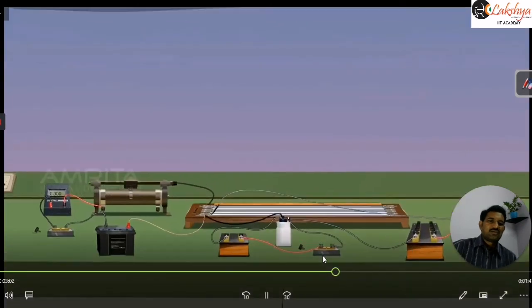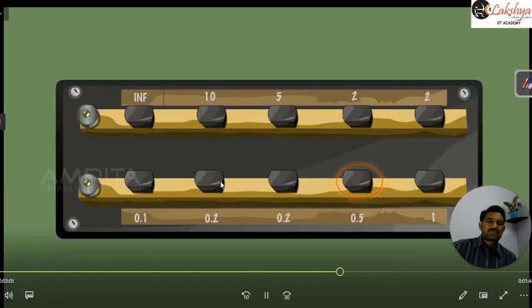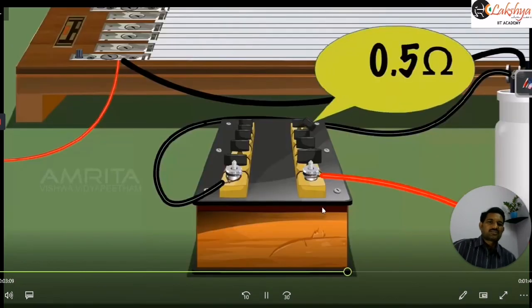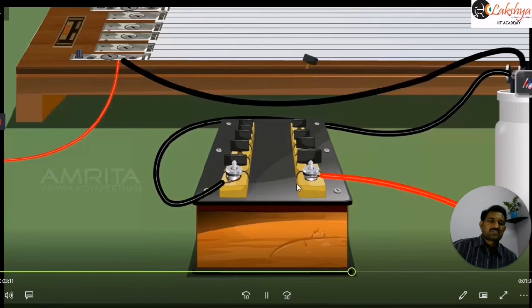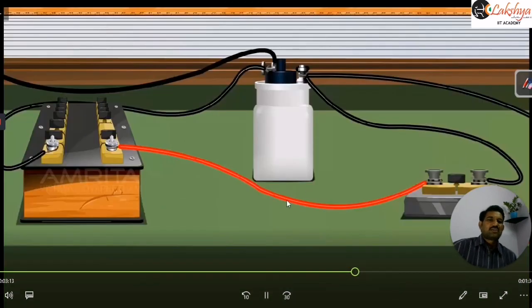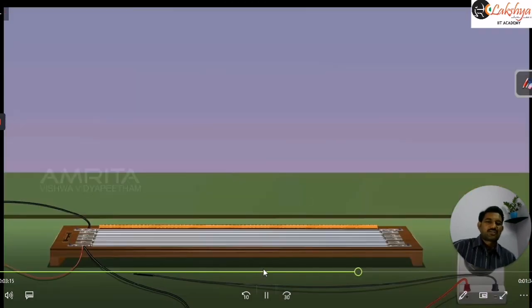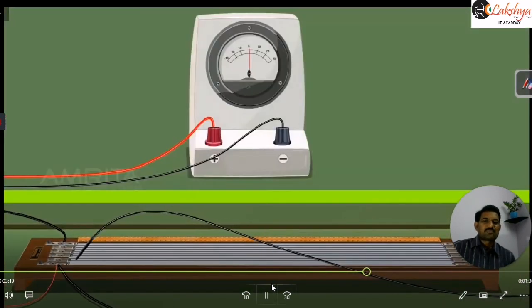Then again we repeat the experiment here. That means we change this external resistance, that means the shunt resistance. Then we repeat the experiment here. So we repeat that experiment, and finally we find the average internal resistance there. That is the experimental procedure of finding this resistance.